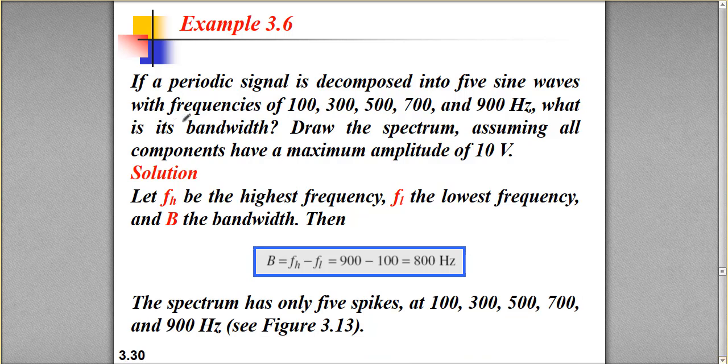If a periodic signal is decomposed into 5 sine waves with frequencies of 100, 300, 500, 700 and 900 Hz, what is its bandwidth? Draw the spectrum assuming all the components have a maximum amplitude of 10 volts. So, a very straightforward question. All you have to do is subtract the lowest frequency from the highest frequency, and this gives us the bandwidth of the signal.